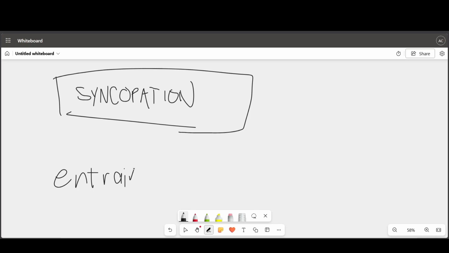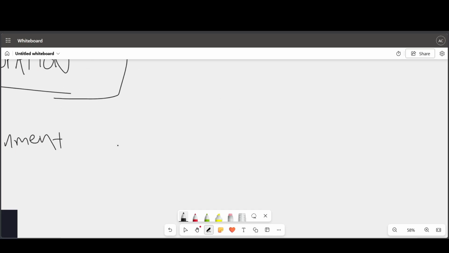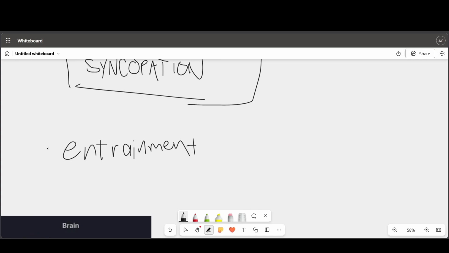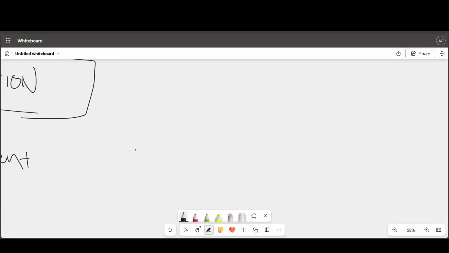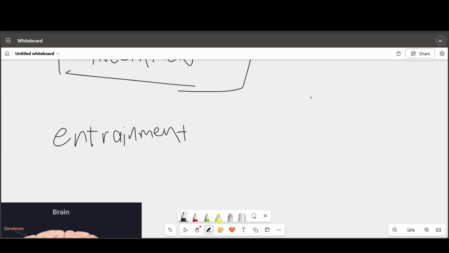The human brain, whenever it hears music, it tries to... But first, let's preface this. Before we talk about entrainment, let's talk about how the human brain generally works. Our brains love patterns, and when it hears patterns in music, it does what is called entrainment.